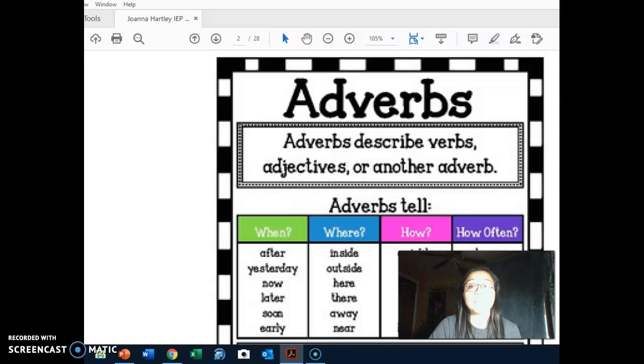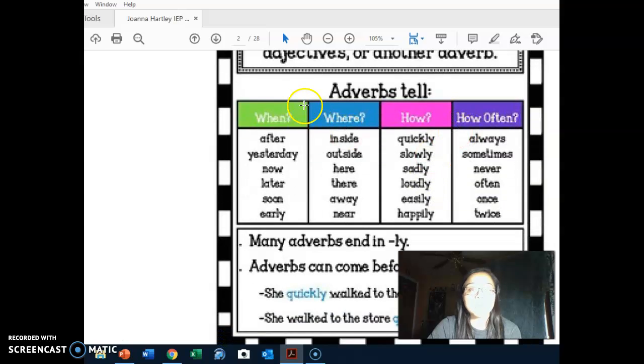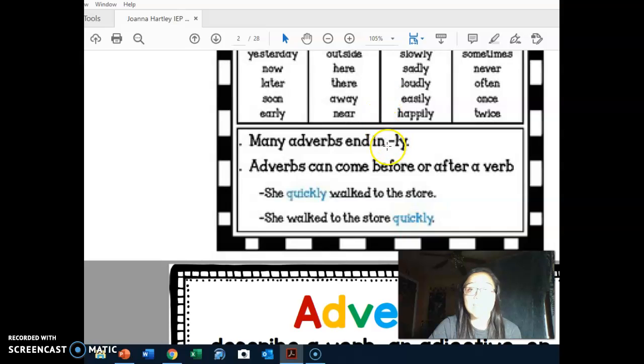So adverbs describe verbs, adjectives, or another adverb. Adverbs tell when, where, how, and how often. Adverbs can be like after, yesterday, now, later, soon, early, inside, outside, here, there, away, near, quickly, slowly, sadly, and so on and so forth. For example, many adverbs end in ly. Adverbs can come before or after a verb.